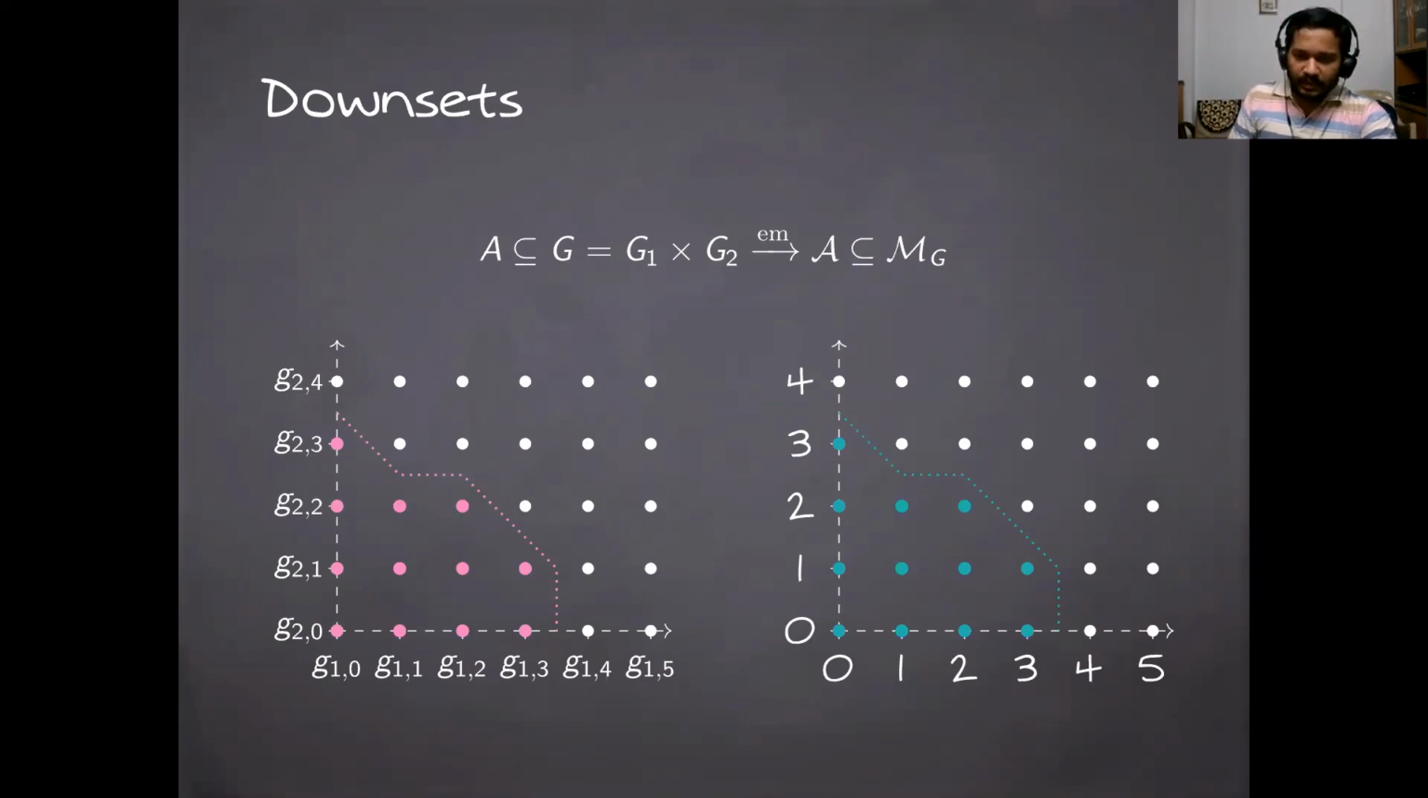When we come back to the grid and the associated integer grid M sub G, a downset is supposed to look something like this. And the isomorphism of the two poset structures essentially says that every downset in G goes to and comes from a downset in M sub G. And that's essentially what we would make use of.